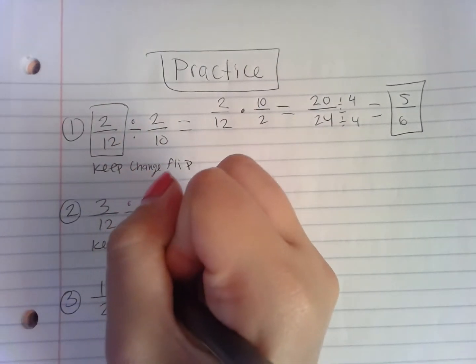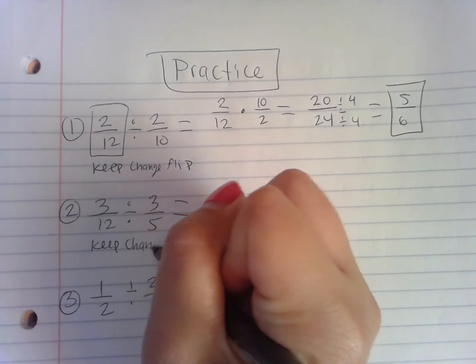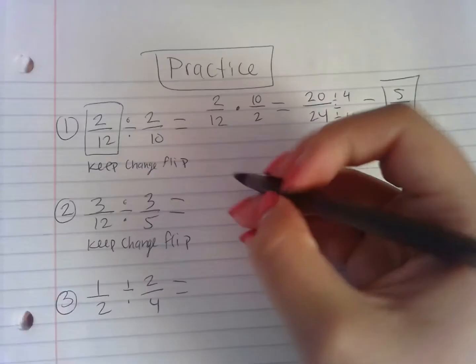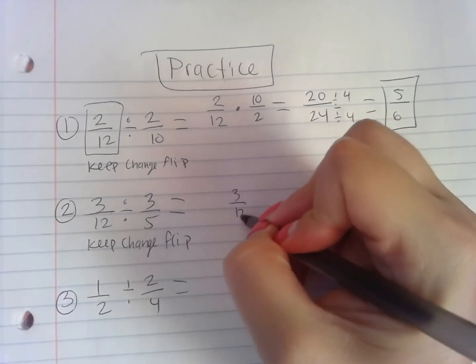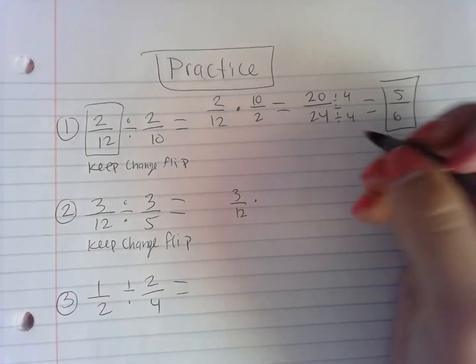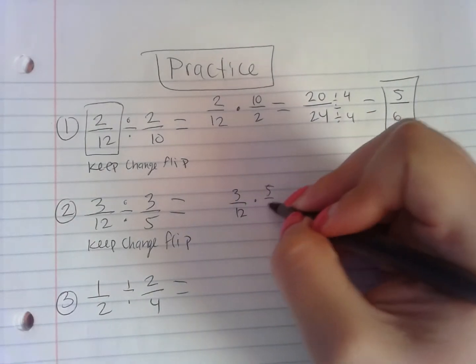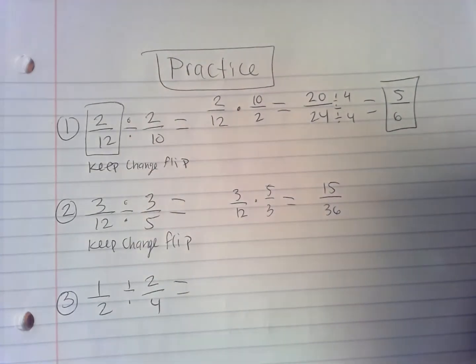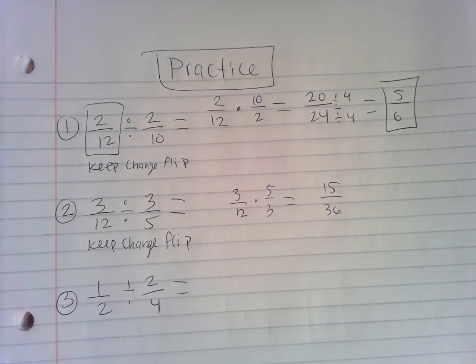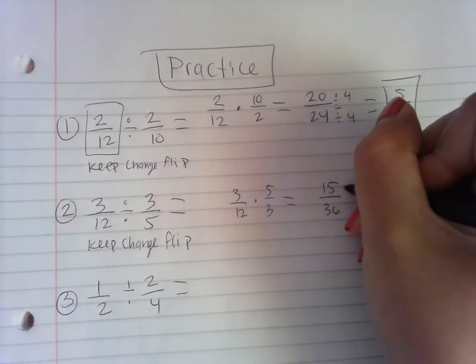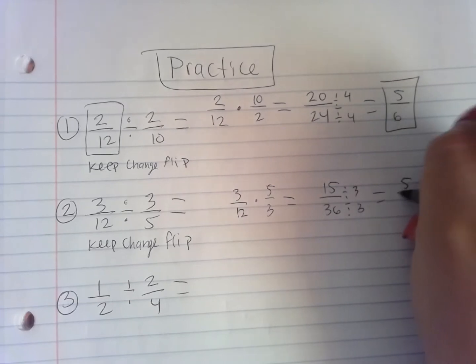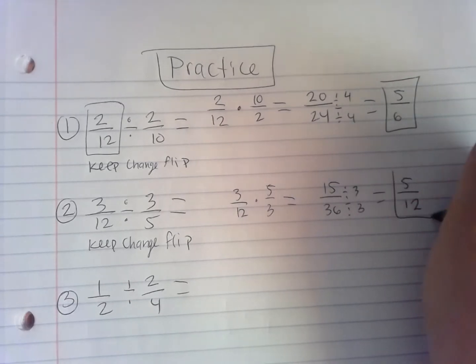Next, remember, keep, change, flip. So now I'm going to keep the first fraction, I'm going to multiply, and I'm going to flip my fraction below, 15/36. Now I'm going to reduce 15 and 36. I can reduce both my numerator and denominator by 3, so I'm left with 5/12.